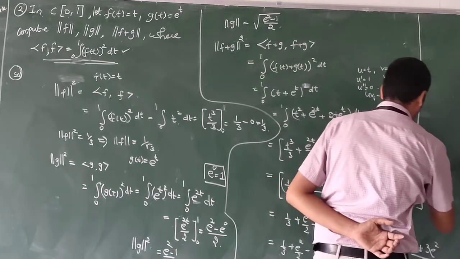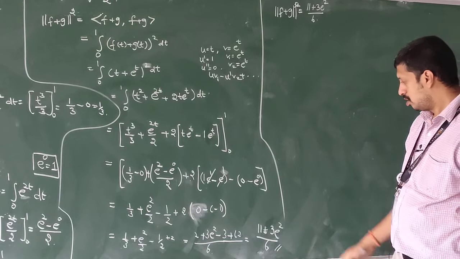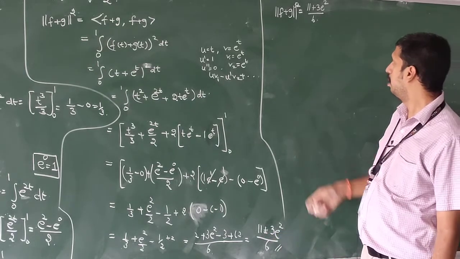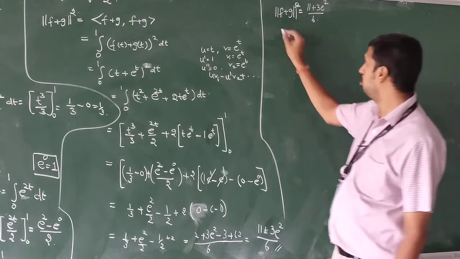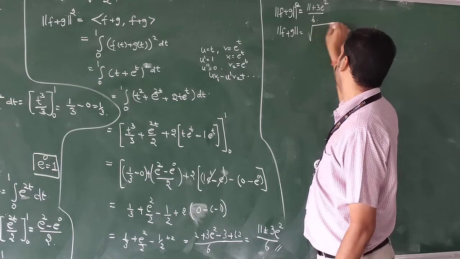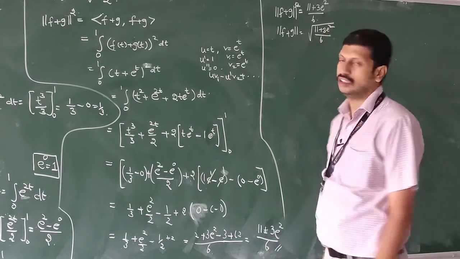So, at last we will get norm f plus g the whole square as 11 plus 3 e power 2 by 6. So, now what we have to get is norm f plus g. So, if we take the root of this one, that is your answer. Okay.